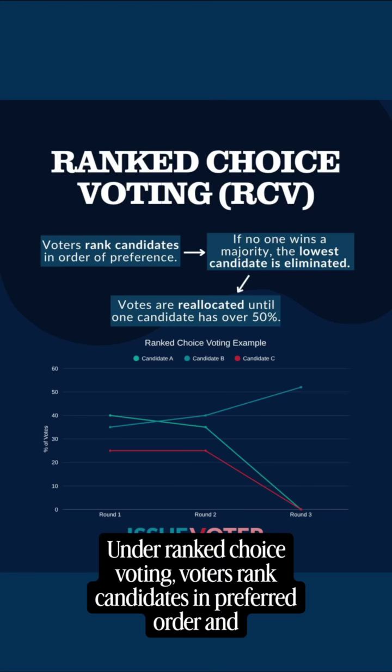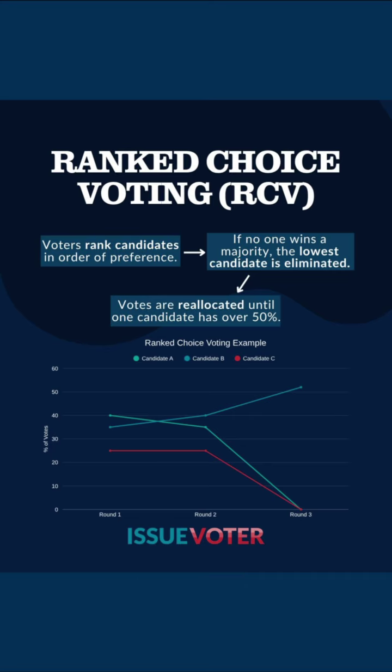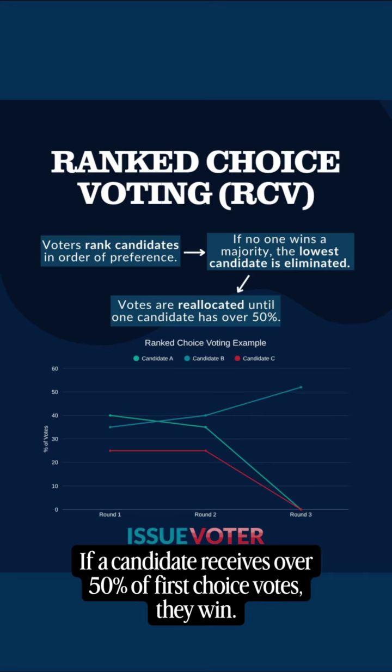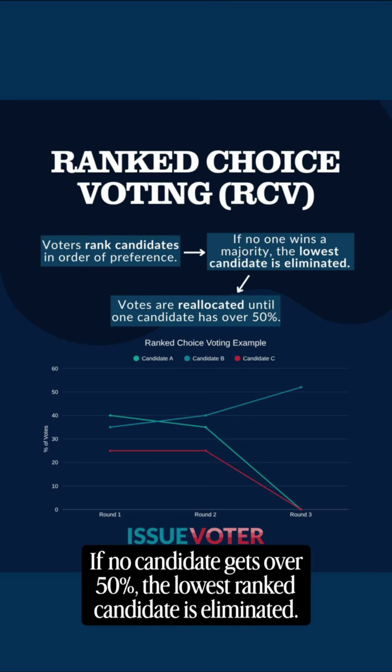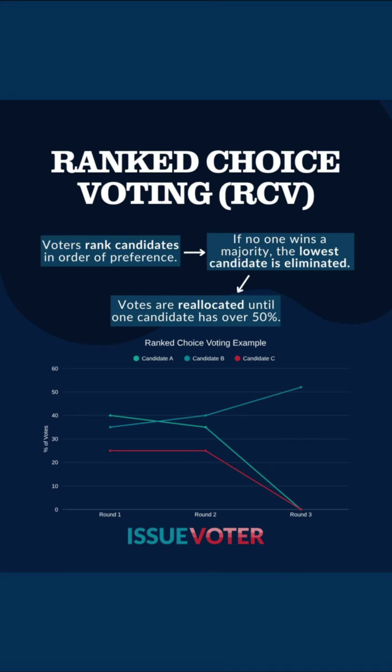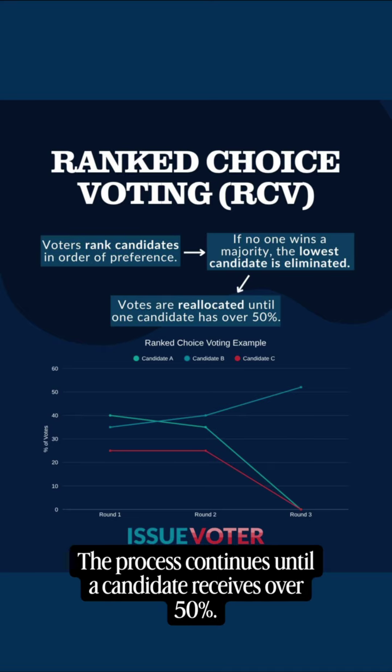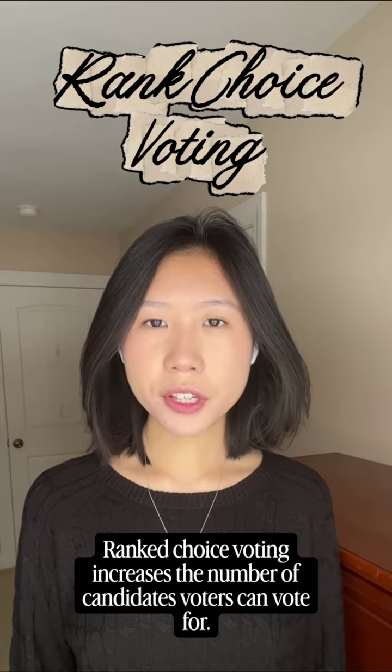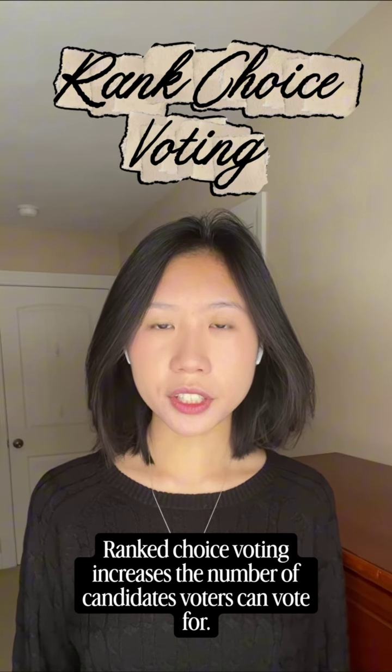Under ranked choice voting, voters rank candidates in preferred order and first-choice votes are counted. If a candidate receives over 50% of first-choice votes, they win. If no candidate gets over 50%, the lowest-ranked candidate is eliminated. Voters who chose the eliminated candidate have their vote reallocated to their next choice. The process continues until a candidate receives over 50%. Ranked choice voting increases the number of candidates voters can vote for.